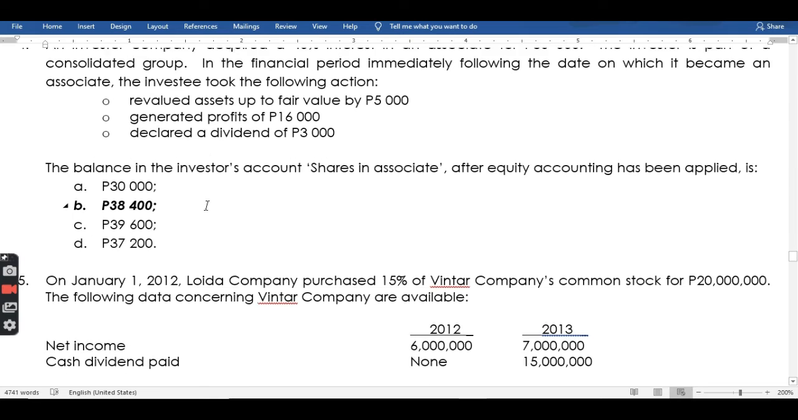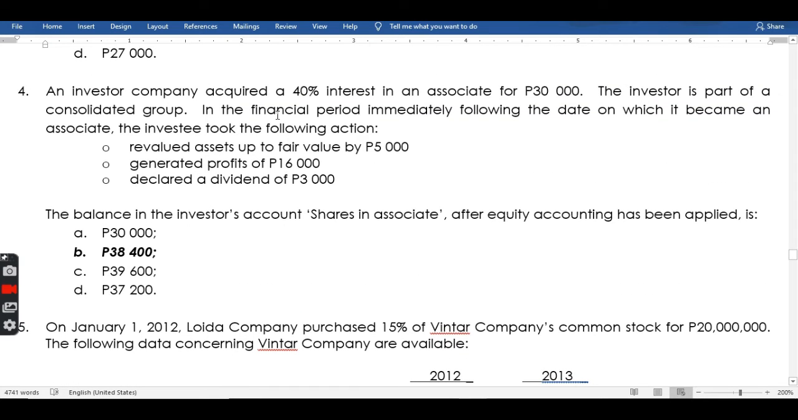So ang sagot natin dito ay letter C, 30,000. Okay. Next, number 4. An investor company acquired 40% interest in an associate for 30,000. The investor is part of a consolidated group. Okay, in the financial period immediately following the date on which it became an associate, the investee took the following actions. Nag-revalue. Kailan nangyari to? Immediately following the date it became an associate. So ibig sabihin these are subsequent to acquisition.